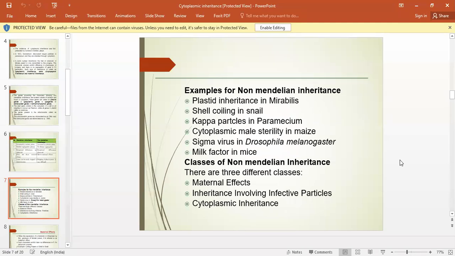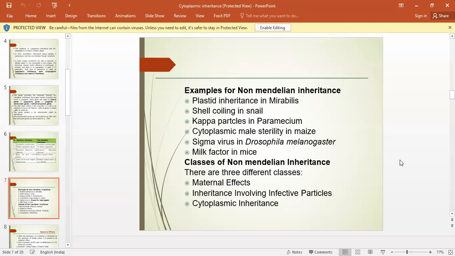Examples are like plastid inheritance in Mirabilis jalapa. Plastid means chloroplast and leucoplast. Then second one, shell coiling in the snail, the snails which are present in the water. Okay, water snail, so the shell coiling pattern in that snail. Then third one is the kappa particle in the paramecium. Then next, cytoplasmic male sterility in the maize plant. Then the sigma virus in the Drosophila melanogaster and the milk factor in the mice.